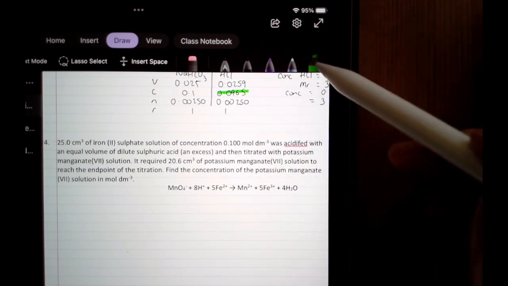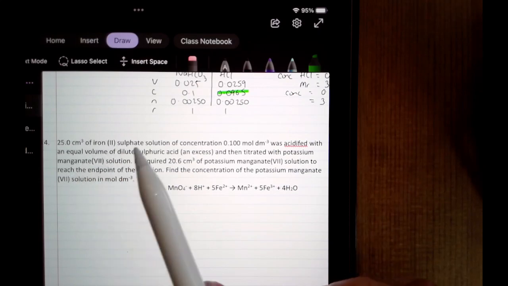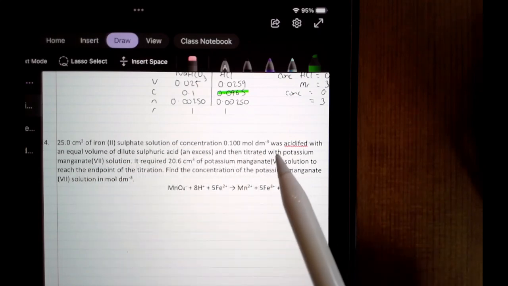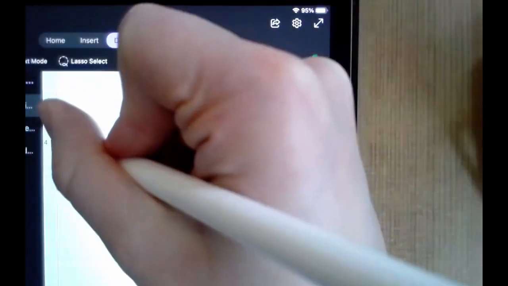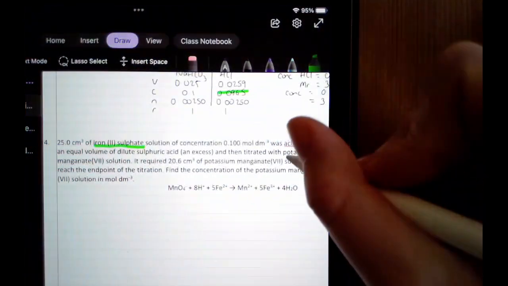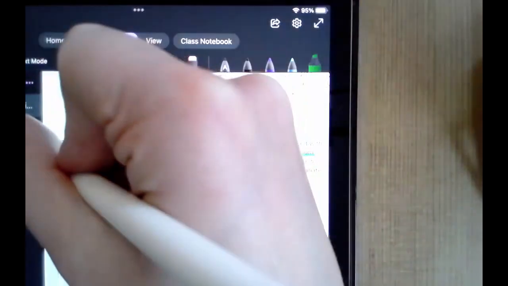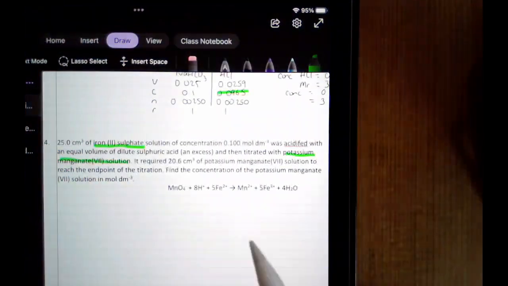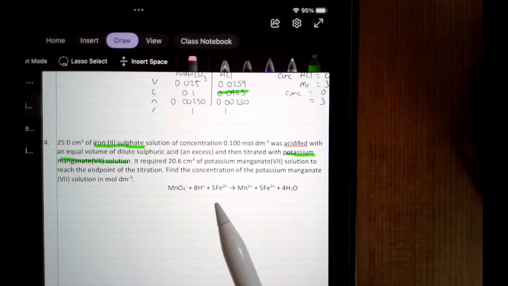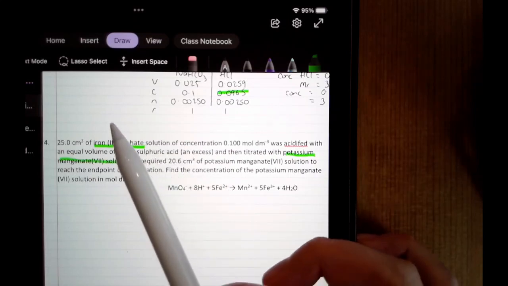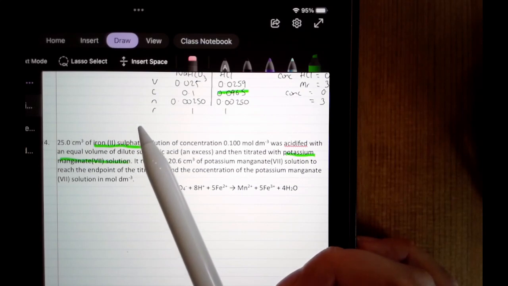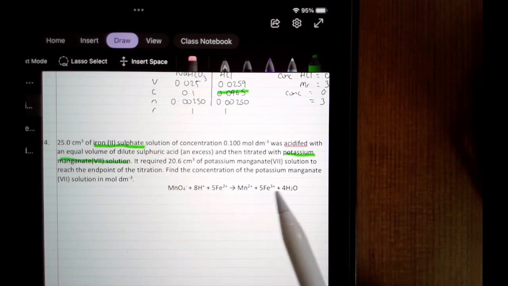So here I have got iron 2 sulfate, and I'm titrating that against potassium manganate. Now, if we look at the equation that they've given us, and the question is saying iron 2 sulfate and potassium manganate. And then if you look down at the equation, it might be hard initially to pull out where those things are. Iron 2 sulfate is going to be FeSO4. The SO4 is not included in the equation because the SO4 is just a spectator ion. It's not involved in the reaction.